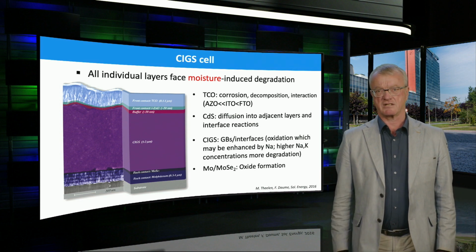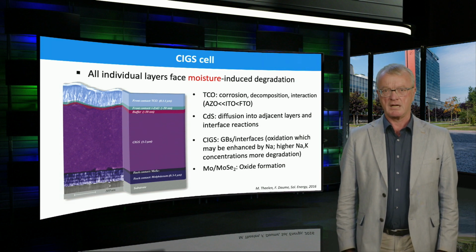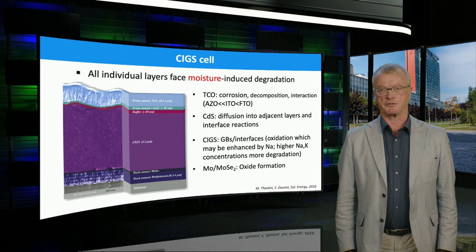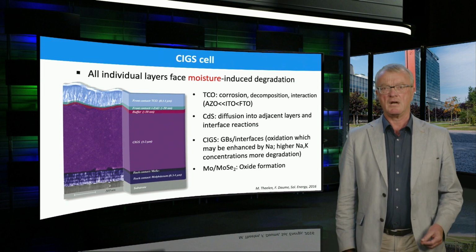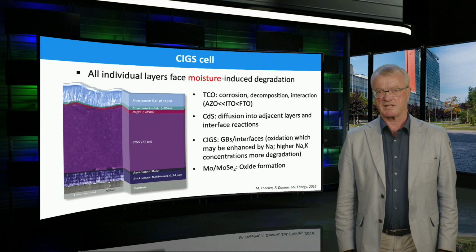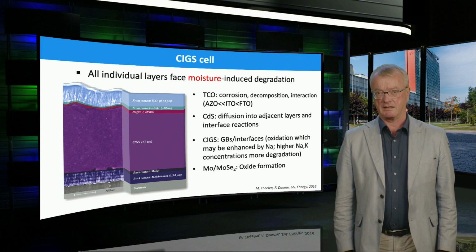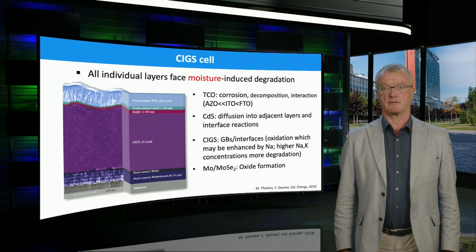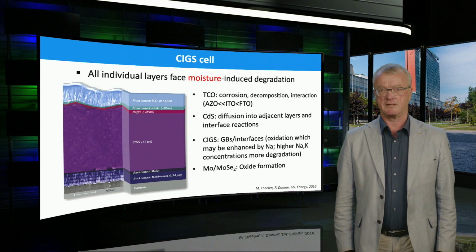Numerous investigations have been reported regarding the TCO stability issue. Basically, the stability of the commonly utilized aluminum-doped zinc oxide, or AZO, is not optimal. Replacing it with tin-doped indium oxide, or ITO, notably improves the stability of the cell. Fluorine-doped tin oxide, or FTO, is reported to have the best stability.